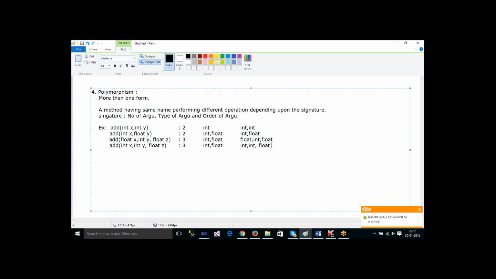In detail, we will see how programs execute depending upon the signature. Now, types of polymorphism. There are two types. The first one is static polymorphism. This is also called early binding. This is also called runtime polymorphism. Okay, all three refer to the same. Is it clear?